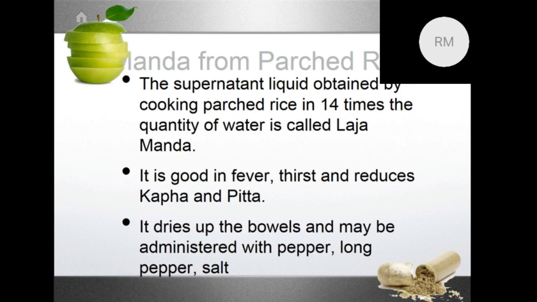The rice becomes floury, very light. I hope you're familiar with this. You can cook that puffed rice also by adding 14 times of water. And this is extremely good in tiredness. If the person is able to drink water, it's very good in vomiting. If you give this liquid after boiling puffed rice, it can very quickly prevent vomiting and also give rehydration for people who vomit. It can be administered with pepper, long pepper, salt, or even ginger.